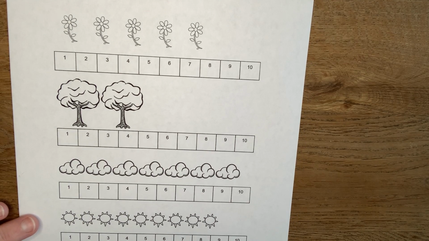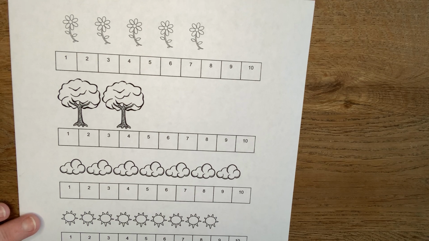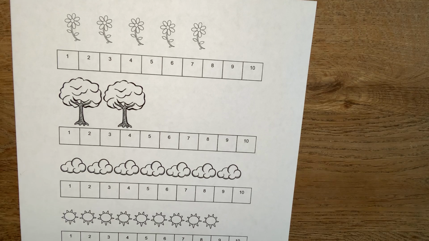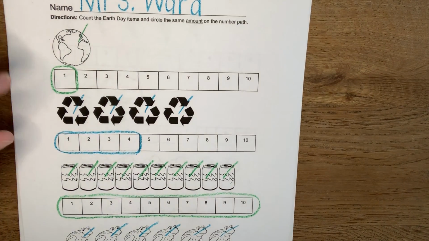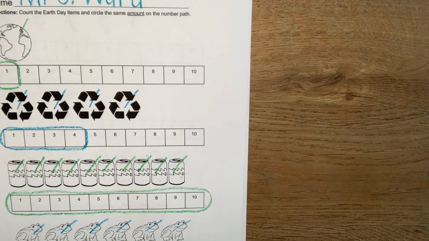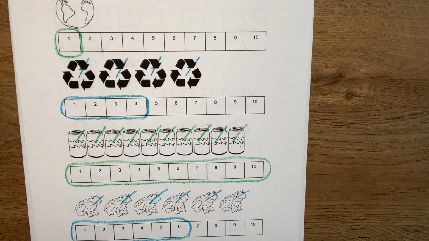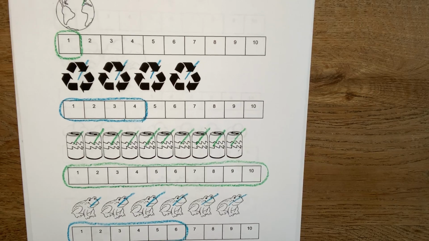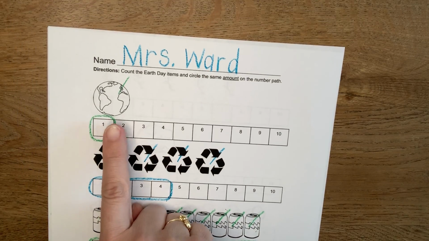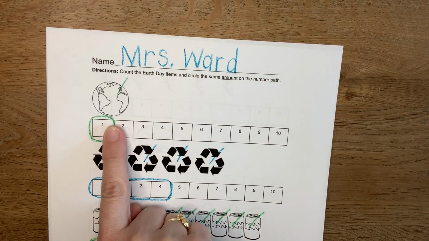Okay, remember, friends, that number paths can be used to show the same amount as something else that we have. I hope you have a wonderful Earth Day today, friends, and remember, try to do something today to help our Earth, because we only have one Earth and we need to take really great care of it.